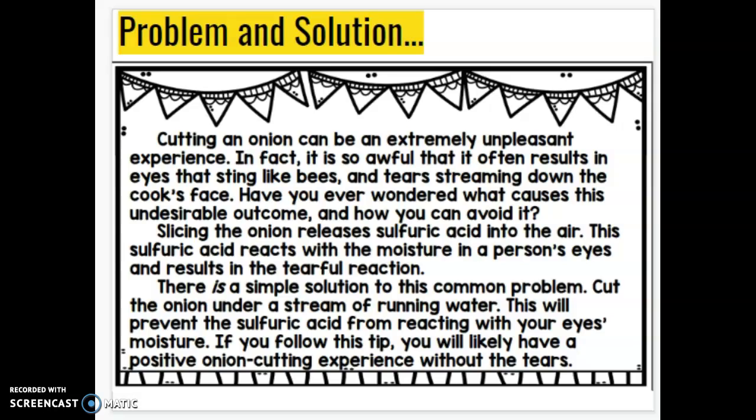Now it's time to think about problem and solution text structure. What is the problem? And then what is the solution to the problem? How is the problem fixed so that it doesn't happen anymore? So let's read our text.